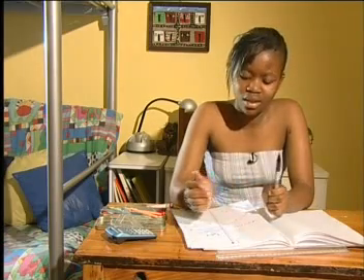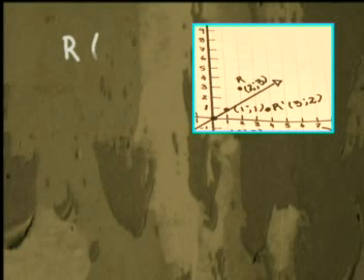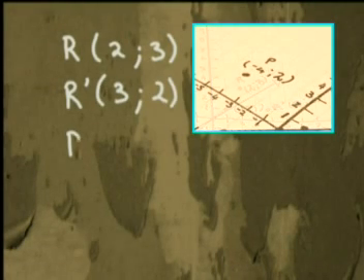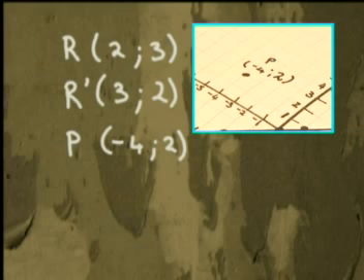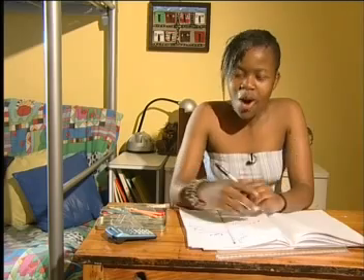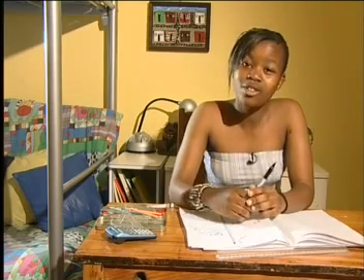Do you see a pattern yet? No, not really. Okay, let's compare the coordinates of each point with its reflection. R was 2, 3, and R prime was 3, 2. And P was negative 4, 2, and P prime was 2, negative 4. So, what do you see? What relationship do you see between the coordinates? Oh, I see. The x and y values have swapped places.